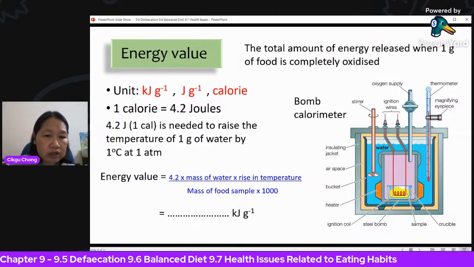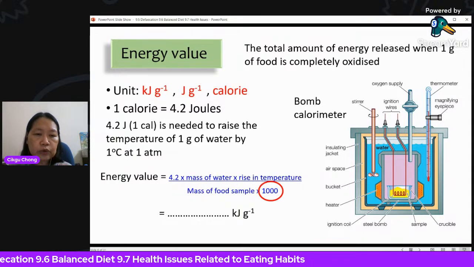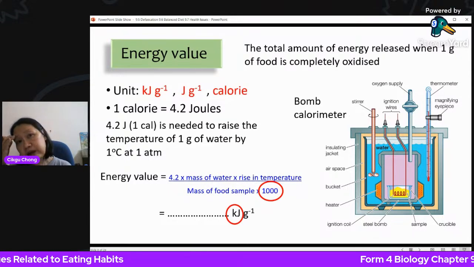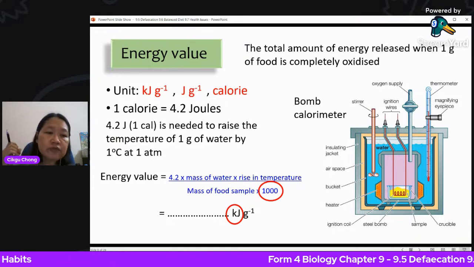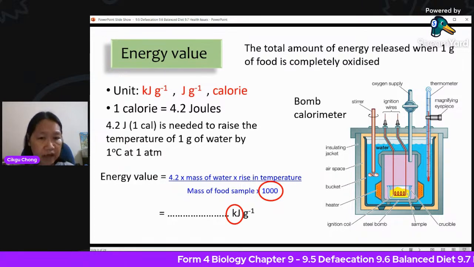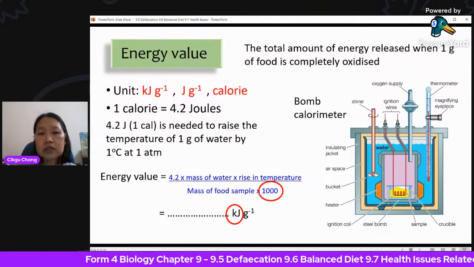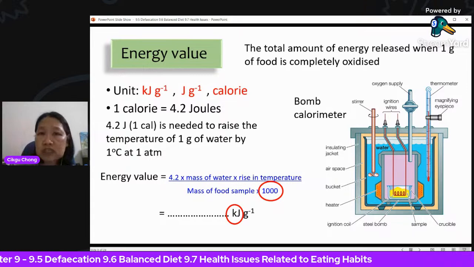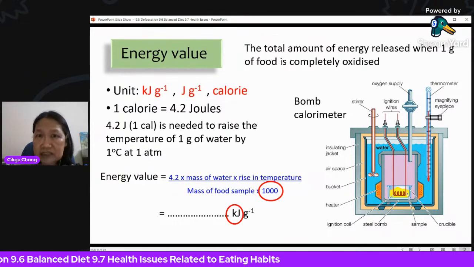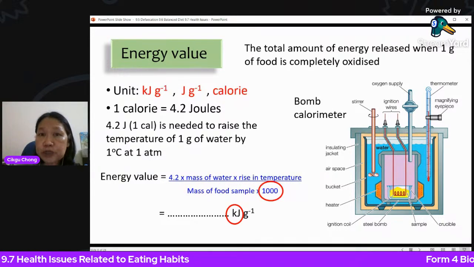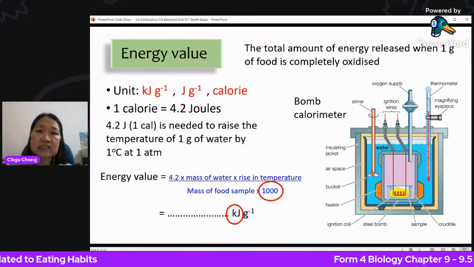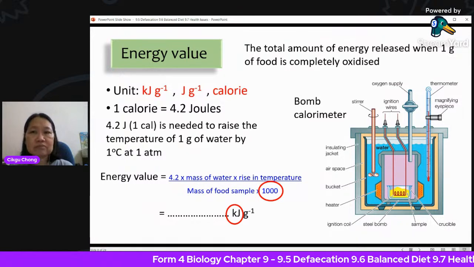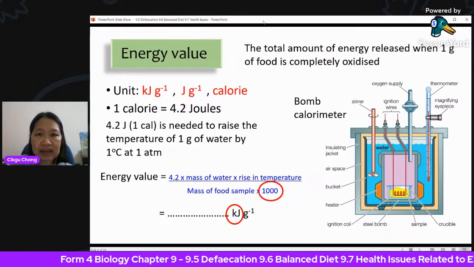Now, the reason why we have 1,000 here is because if you're dividing by 1,000, your answer would be kilojoule per gram. That is your unit. Energy value is either joule per gram or kilojoule per gram. If you divide by 1,000, your answer will be kilojoule per gram. If you don't divide by 1,000, you still can get your answer, but make sure your unit is joule per gram. Both are acceptable, either kilojoule per gram or joule per gram. Okay, both are fine. Okay, clear?